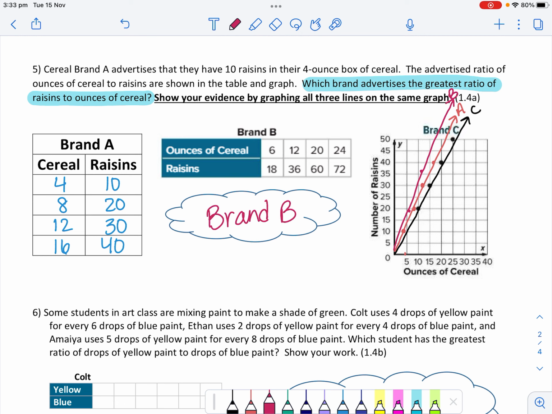So brand B advertises the greatest ratio of raisins to ounces of cereal. When all of my boxes of cereal are the same size, brand B is going to give me the most raisins.